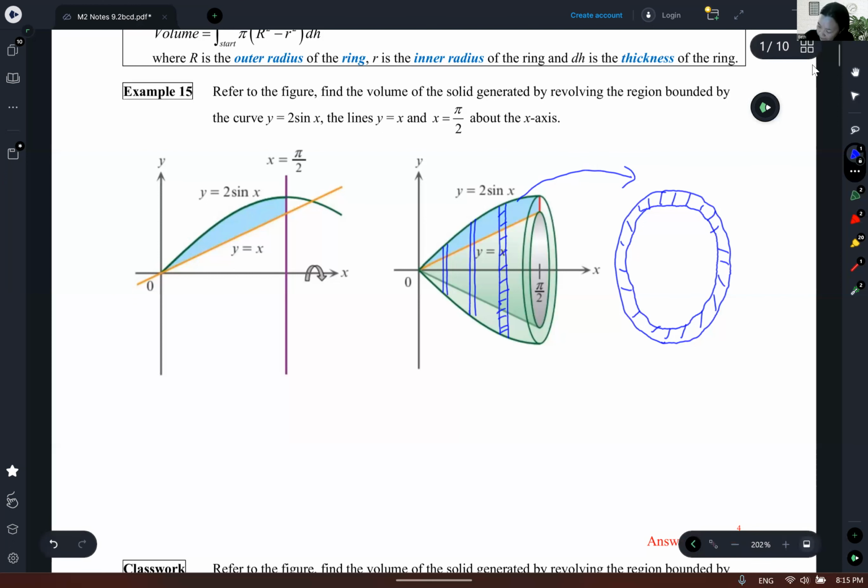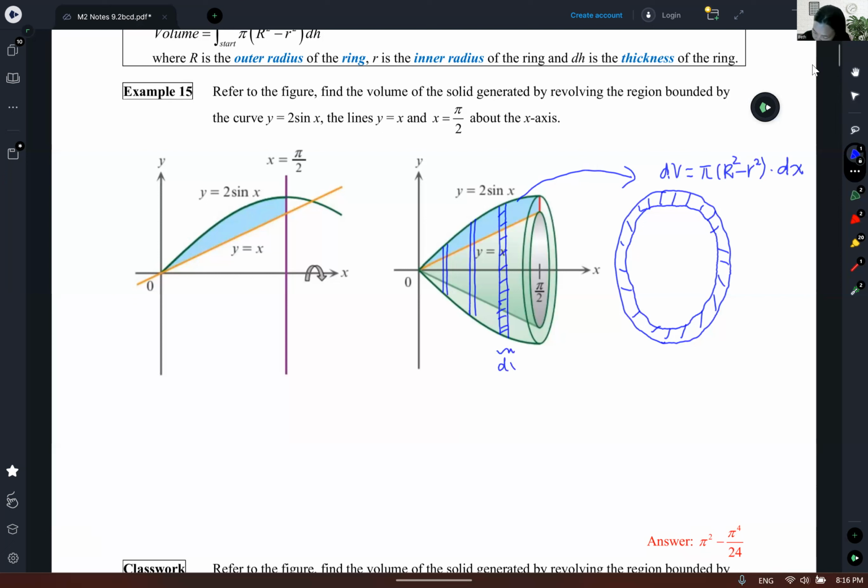In this case, this little piece is dV, which is equal to pi R squared minus r squared, times the thickness, which is dx. The thickness is still dx, but we're not using pi r squared dx. We're doing pi R squared minus r squared because it's a bigger circle minus the smaller circle. So that's the area of the ring.